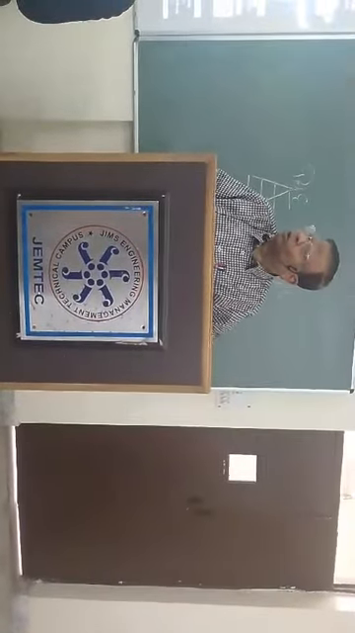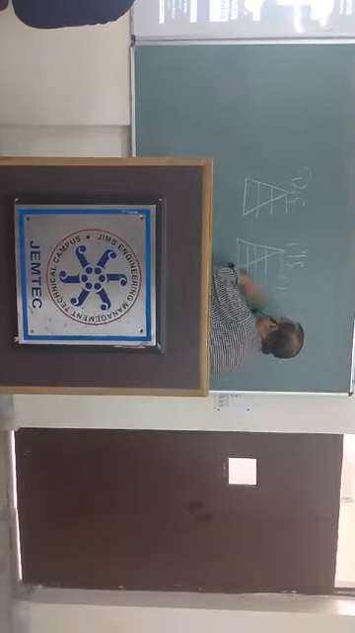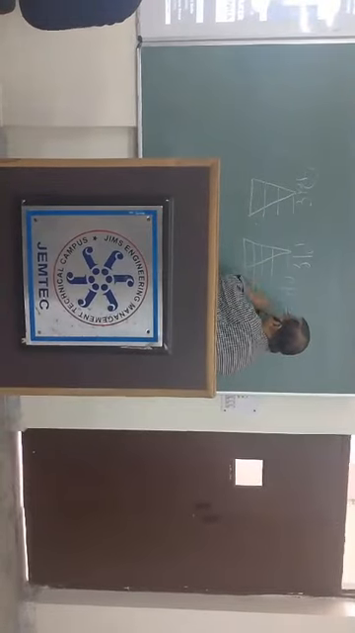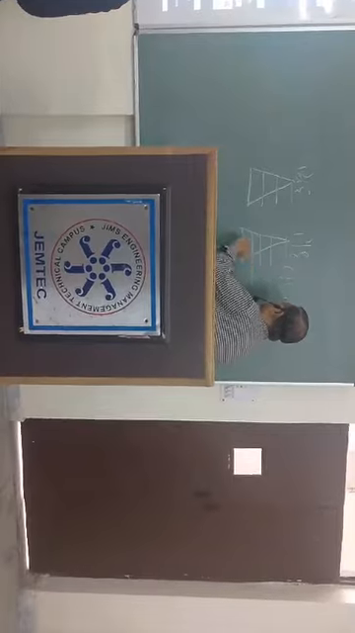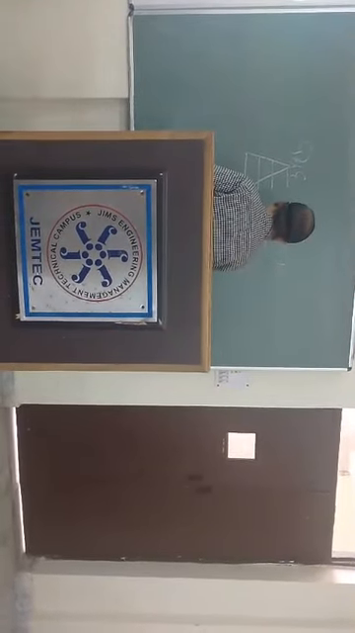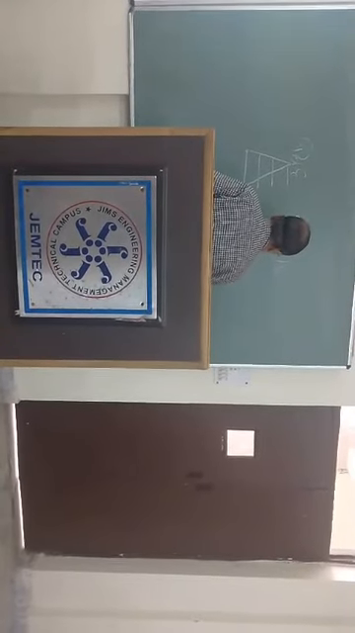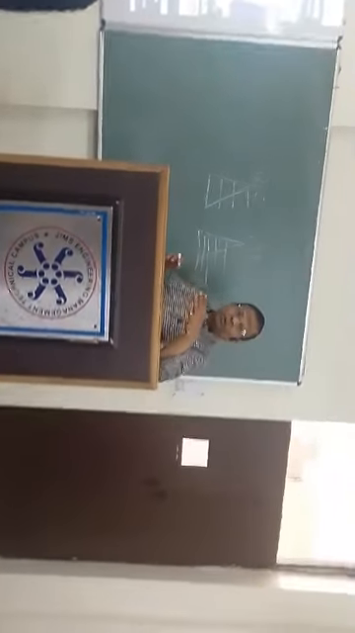Cabinet Secretary is followed by Special Secretary. Special Secretary is followed by Secretary. Secretary is followed by Joint Secretary. Joint Secretary is followed by Deputy Secretary. Deputy Secretary is followed by Under Secretary. Under Secretary is followed by Section Officer. This is the hierarchy of administration.